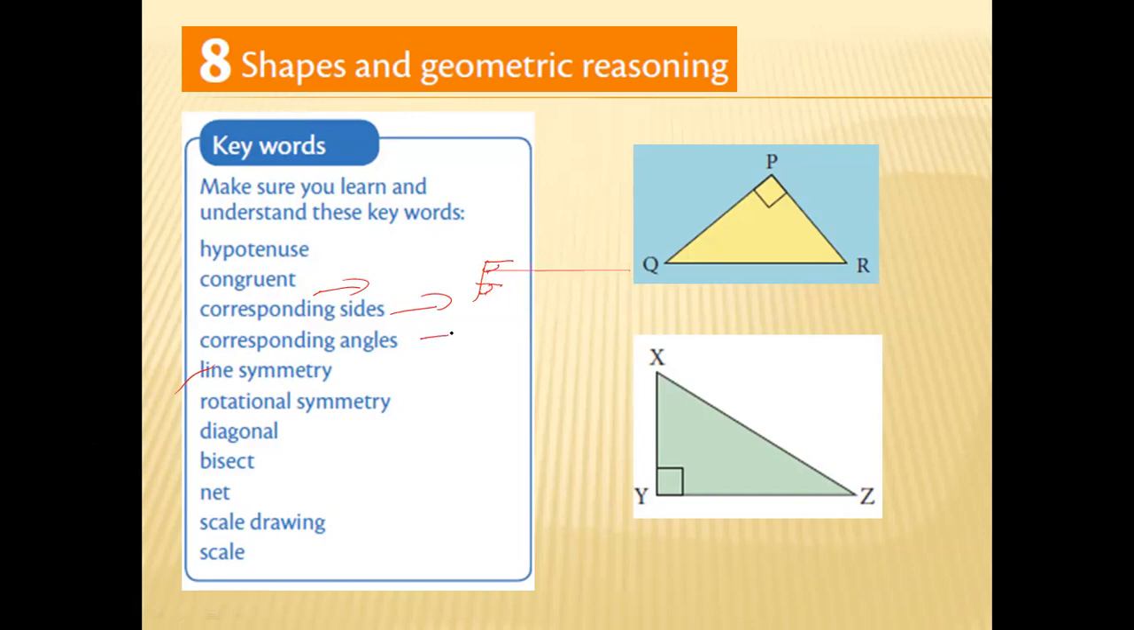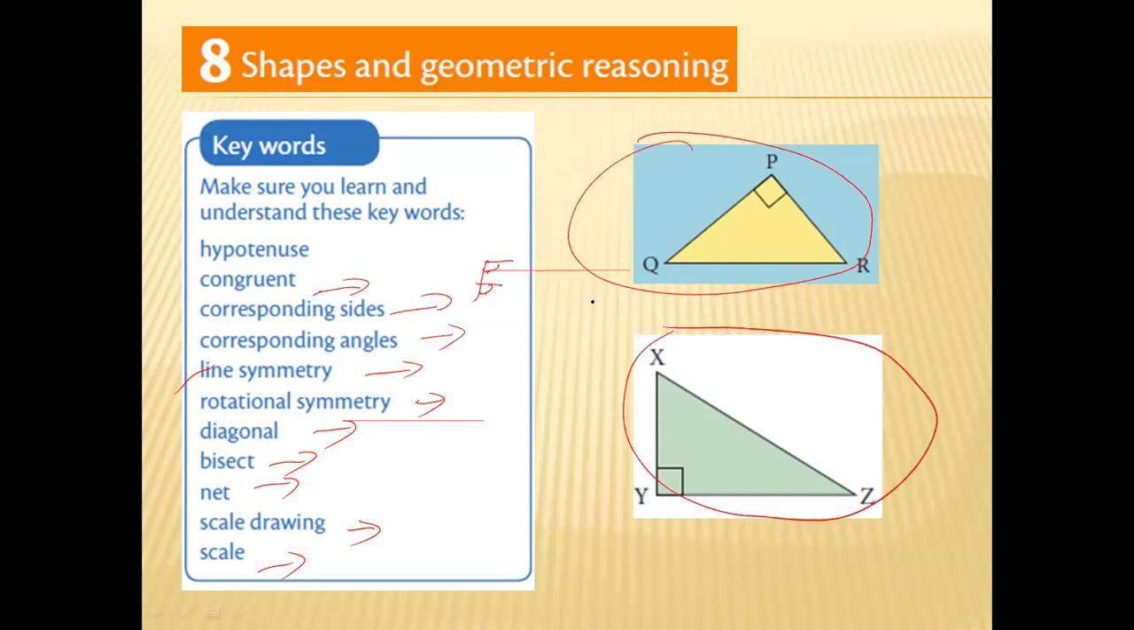Okay, corresponding angles, corresponding sides, line symmetry, rotational symmetry, diagonal, bisect, net, scale drawing, scale. Please make sure you learn these keywords. And there we have two geometric shapes. What kind of shapes? During the lesson you will learn. Okay, next page.